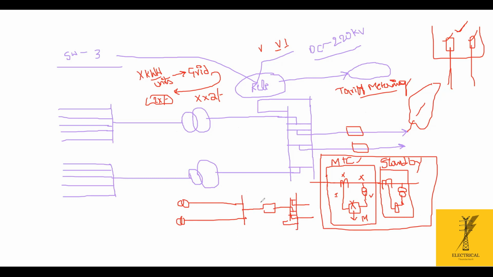Instead of two meters, they are placing a single line, because sometimes this line is shut down, so the whole power goes through the other line. So I have to place four meters here, main and standby here and main and standby here. Instead of this, they will place only a main and standby at this location.